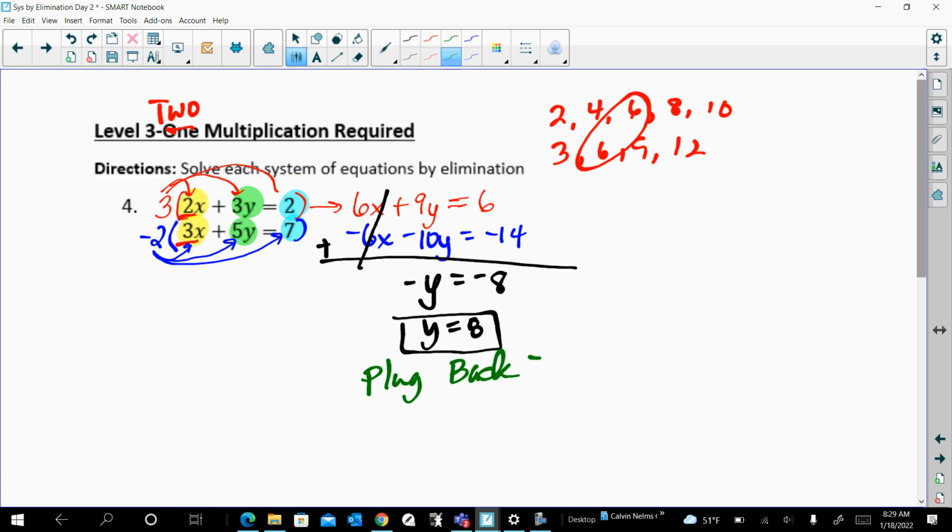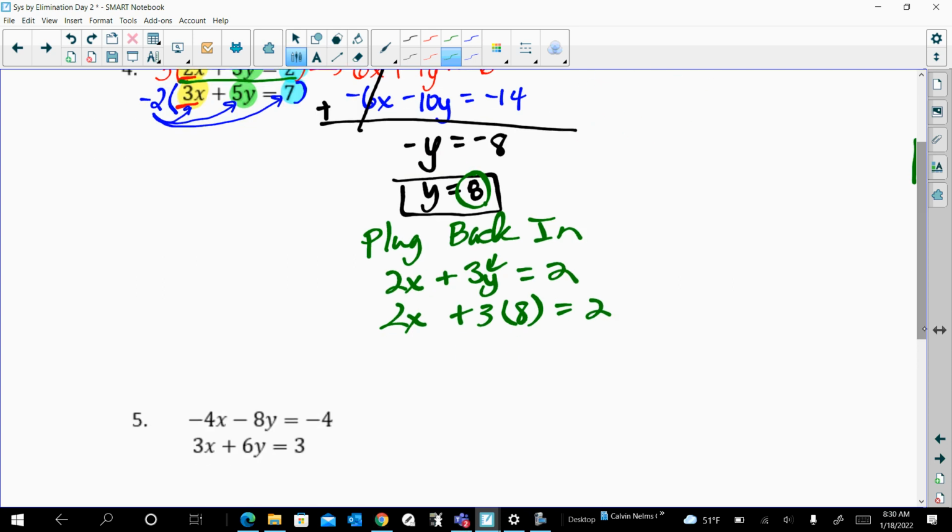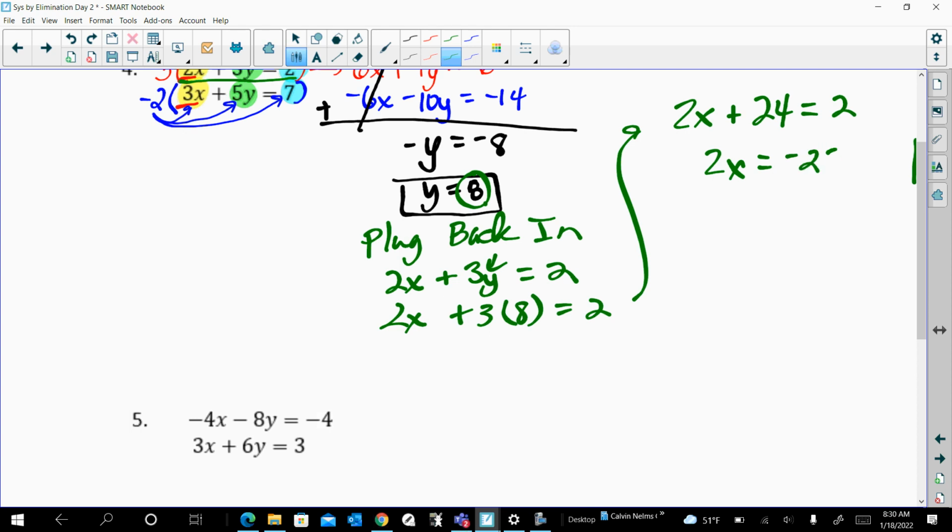Okay, and when we go back in, guys, to the top, we're going back to the original. So 2x plus 3y equals 2. I don't have to go back to what I multiplied. Just go back to your original equation. So I'm taking this 8 for y, plugging it in. So 2x plus 3 parentheses 8 equals 2. So really this is 2x plus 24 equals 2. 2x equals -22. So x equals -11. Are we okay on that?